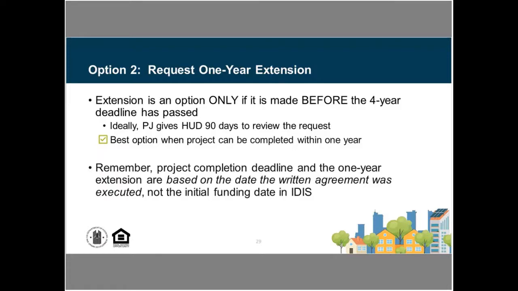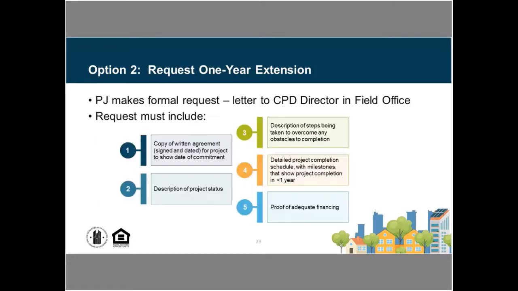So again, keep in mind that when we look at these deadlines and the 1-year extension, that's going to be based on the written agreement execution date, not what we're seeing in IDIS as that funding date. And so our process, if we're going to request a 1-year extension, the PJ makes a formal request. So this is a letter that would go in, and that would include a copy of that written agreement. So it's going to document what the actual commitment date is on that.